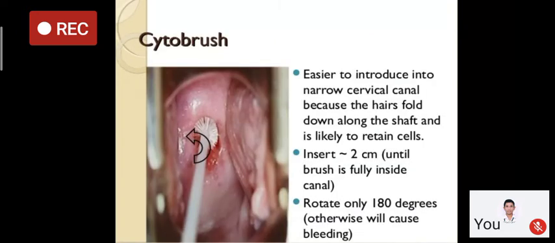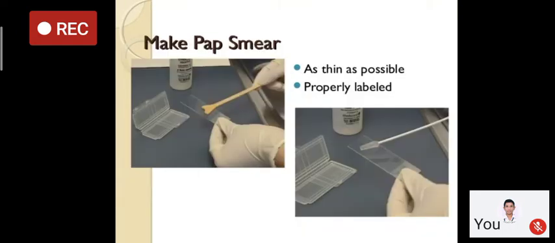Then we use the cytobrush, which is easier to introduce into a narrow cervical canal because the hairs fold down along the shaft and are likely to retain the cells. Insert around 2 centimeters until the brush is fully inside the canal. Rotate it only 180 degrees because otherwise it will cause bleeding. First we make the smear from the spatula, and then we introduce the brush. The pap smear should be as thin as possible, and a properly labeled slide should be made.